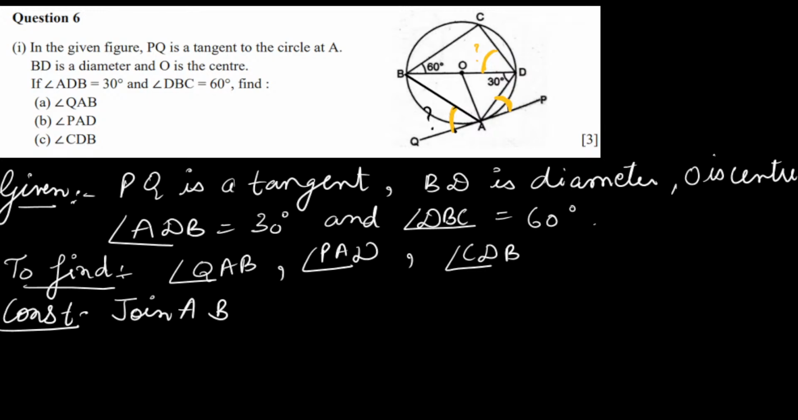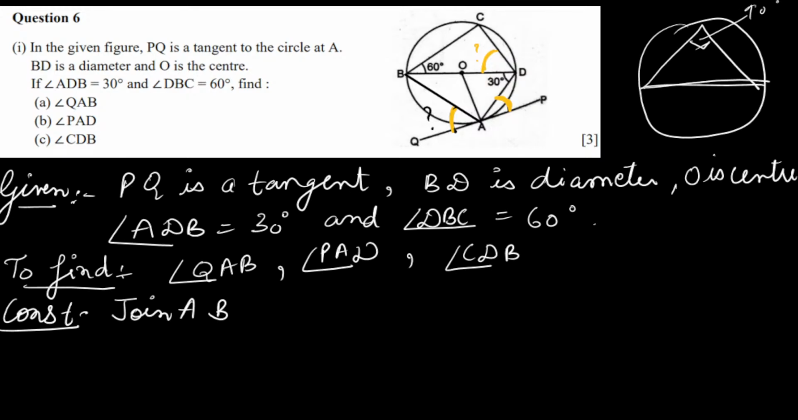Whenever it is mentioned that BD is a diameter, the first thing that should come to your mind is the angle in a semicircle. If a diameter is subtending an angle on the circle, that is, the end points of the diameter are making an angle on the circle, then that angle is equal to 90 degrees. That thing should come to your mind.